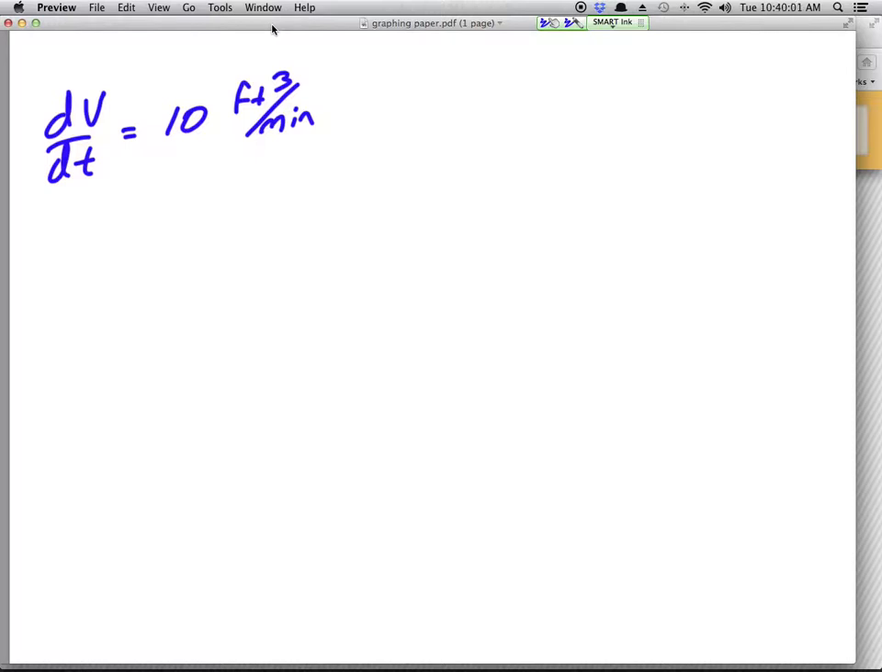All right. And it says it's falling into what type of pile? Conical pile. All right, let's keep that in mind. It says the diameter of the base of the cone is approximately 3 times the altitude. So the diameter of the base is 3 times the altitude. But if we're talking about a cone, what do we want to use instead of an altitude? Height. So diameter is 3 times the height.